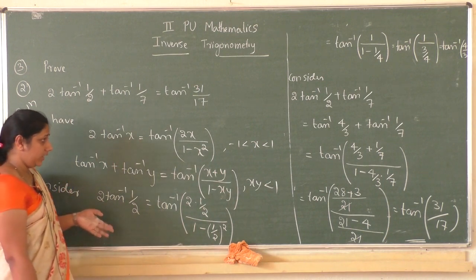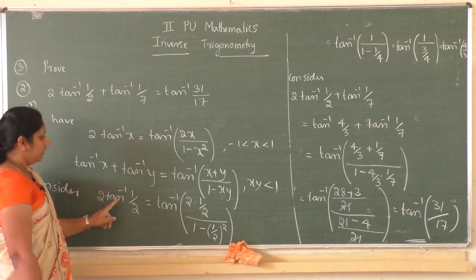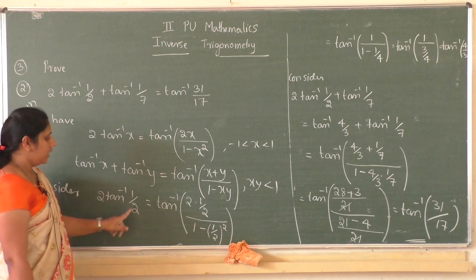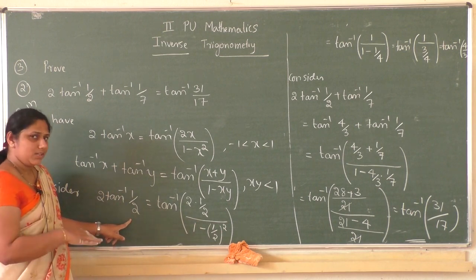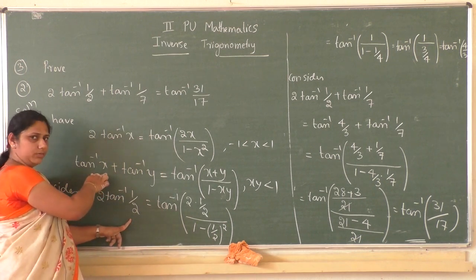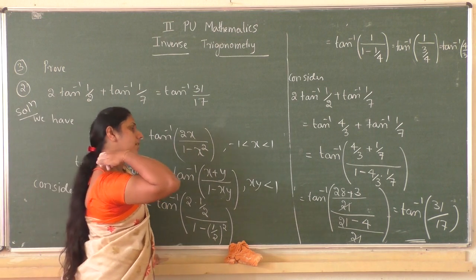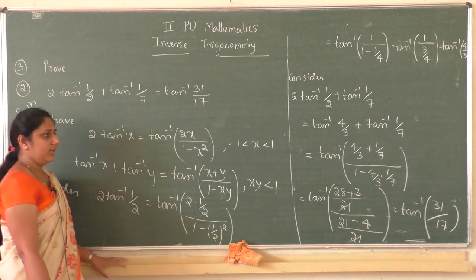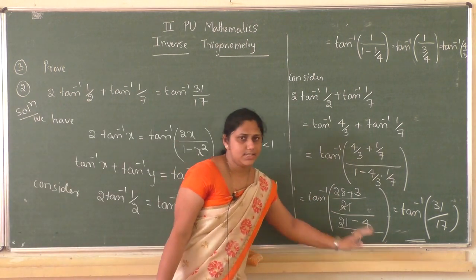So this is the first method. Or you can do it like this: write 2 tan inverse half as tan inverse half plus tan inverse half, then apply the same formula and we will get the same answer, that is tan inverse of 4 by 3. Then the procedure is the same.